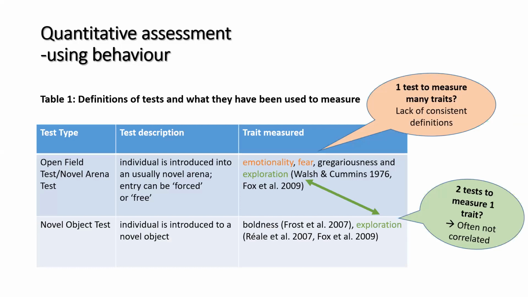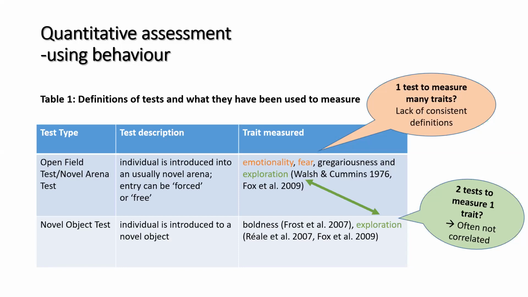Just to give you an idea of the issues I mentioned, I will briefly explain two of the most common tests, the open field test and the novel object test. In the open field test, also called the novel arena test, the animal is introduced to a usually novel arena. The entry can be forced or free. In the novel object test, the individual is introduced to a novel object, and most of the time the same arena is used, like in the novel arena test.